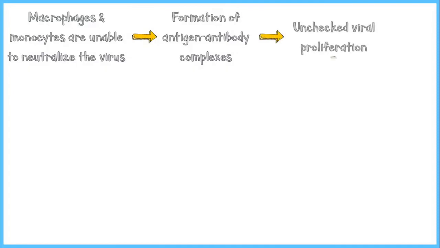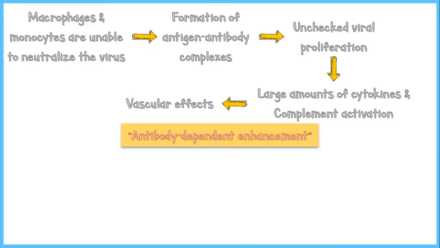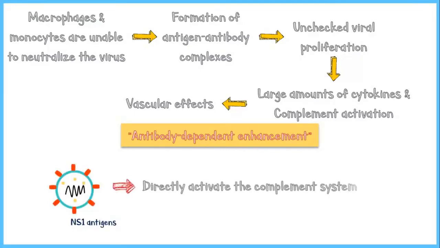This will result in the production of large amounts of cytokines and complement system activation, which are the main causes of extensive vascular effects in severe dengue. And this whole process is called antibody-dependent enhancement. Also, the non-structural protein 1 or NS1 antigen of the virus can directly activate the complement system, which also contributes to the vascular effects.